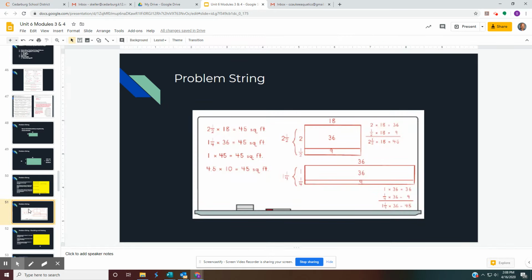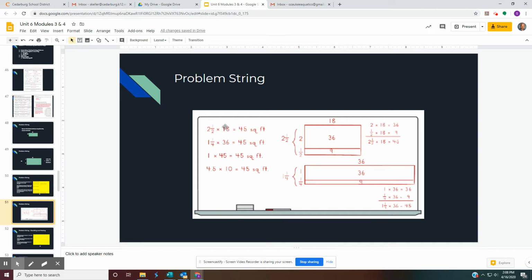So these are the problems that we came up with. What I want you to pay a little closer attention to is my 2.5 times 18 equals 45 square feet, and then 1.25 times 36 equals 45 square feet. Do you notice anything about those two? Right? So if I take a look, here are my two arrays. This is the way they would be drawn out. I have this array, which is 18 long. I have this array, which is 36 long. What do you notice about these two arrays and the lengths?